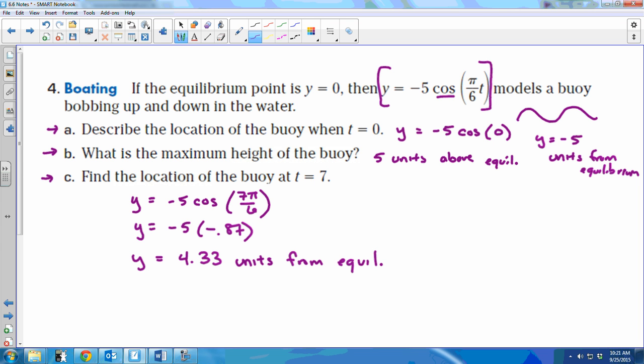Any questions about that example? Again, most of which is substituting stuff in, right? All right.